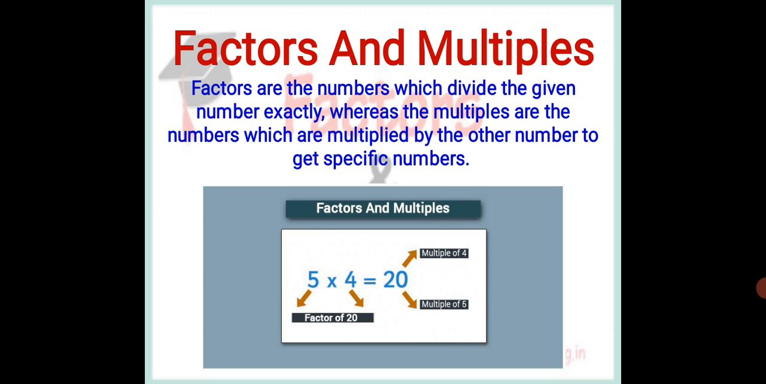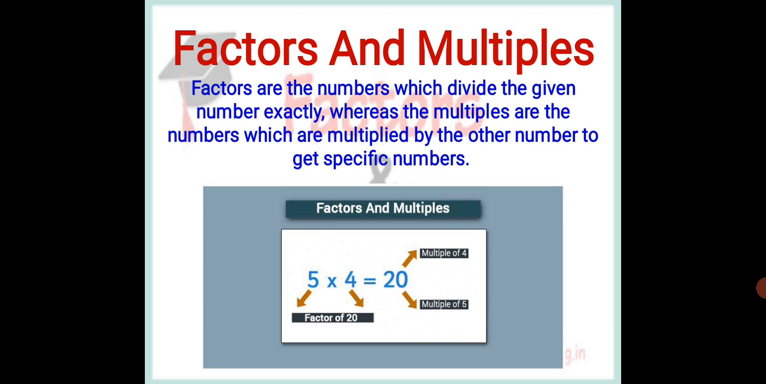Children, look at this example. 5 multiplied by 4, resultant equal to 20. Here I can see 5 and 4 are the factors of 20. Make it clear. 5 fours are 20. So we can say 5 and 4 are the factors of 20.